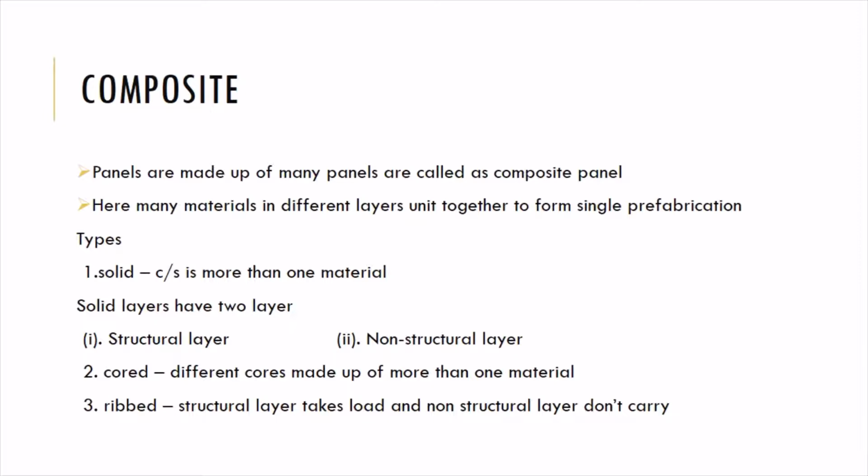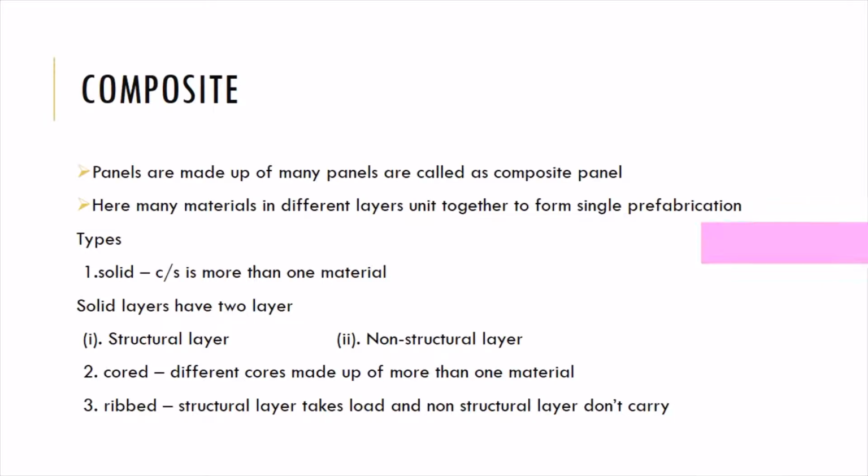And for solid, I forgot to say that there are two types of layer: structural and non-structural. If it is structural, it carries the loads. If it is non-structural, it does not carry the loads. That is the difference, and the same applies to ribbed also. So these are discussed from the point of material usage in prefabrication, based upon shapes, not based upon size. So this is the first part.